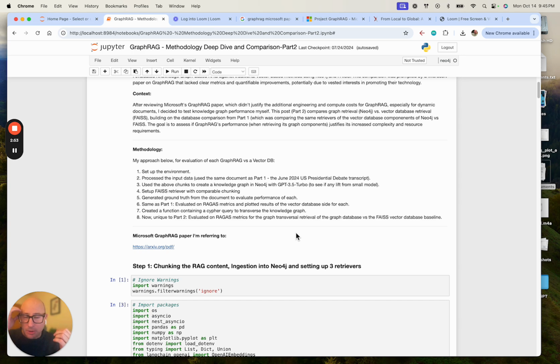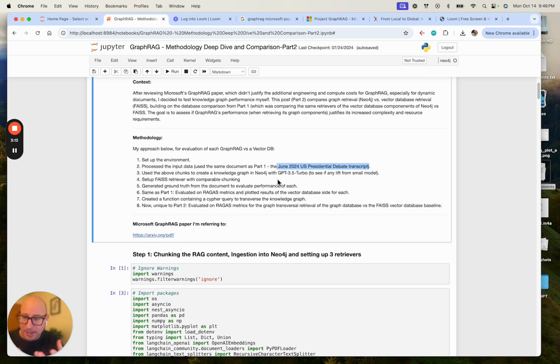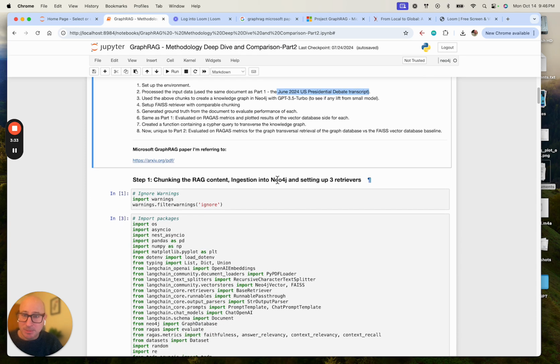Look at a RAG document that the model's not trained on. So I took the June 2024 US presidential debate transcript, President Biden and former President Trump debating. Of course, there was a lot of crazy stuff said, and people interrupting. I took all that, and I wanted to create ground truth from that, so that both my retrievers could be evaluated and measured against it, one coming from Neo4j, the other coming from FAISS, a vector database, and I wanted to compare the two.